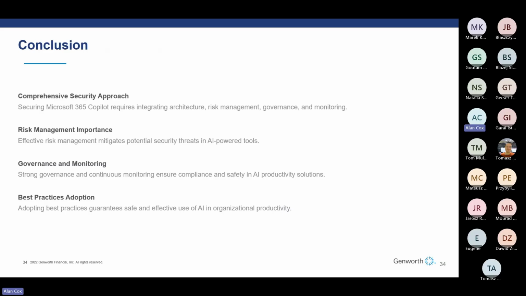So Copilot requires a comprehensive security approach. It requires integrating architecture, risk management, governance, compliance, monitoring, legal. I mean, all of these areas could be, and in many cases should be, involved in the decision making about the rollout. Effective risk management mitigates those security risks, and strong governance and continuous monitoring ensure compliance.